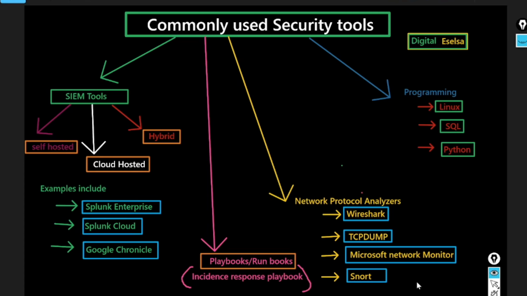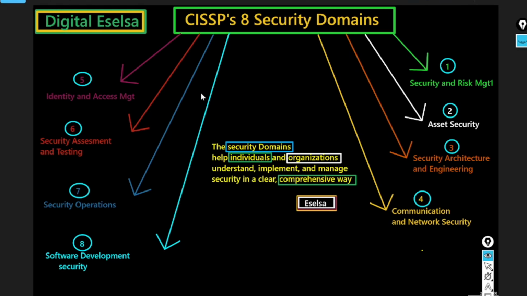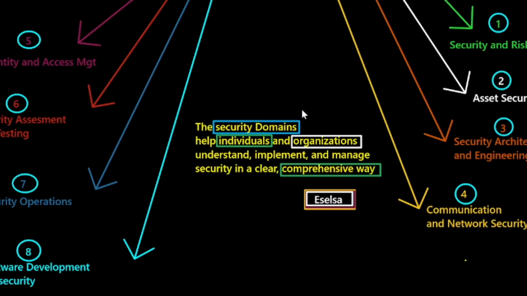Please, you need to observe something in this training. Whenever you see me laying emphasis on something, just understand that that thing is very important. It is very important for you to know the CISSP security domains. In our last class, I gave you an assignment to write short notes about these 8 security domains by the Certified Information Systems Security Professional. The essence of these domains is to help individuals and organizations understand, implement and manage security in a clear, comprehensive way.